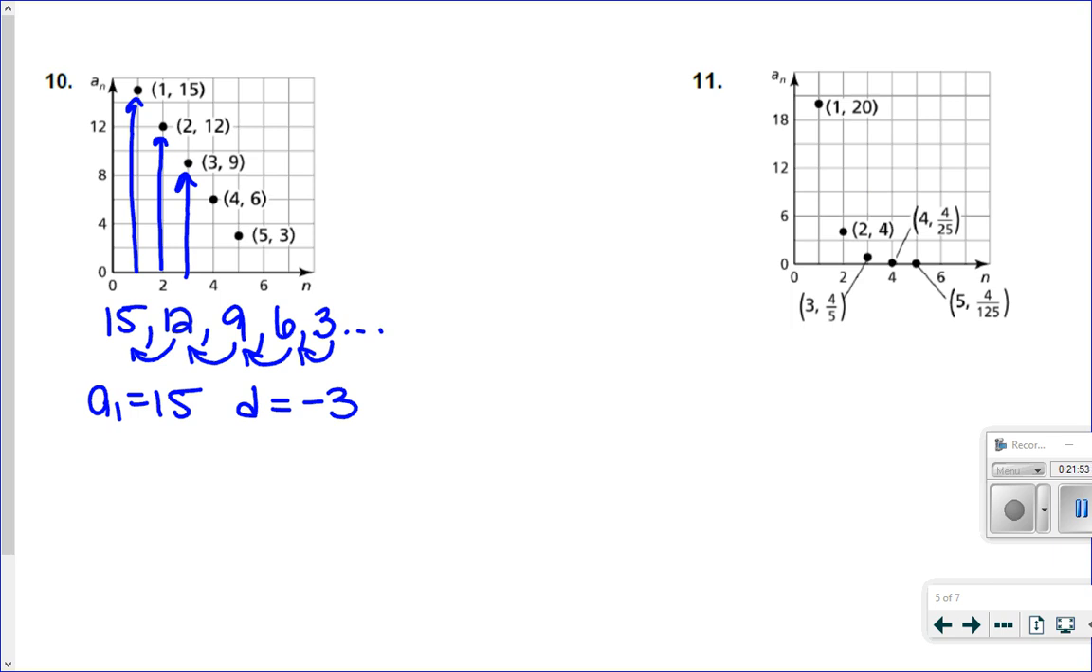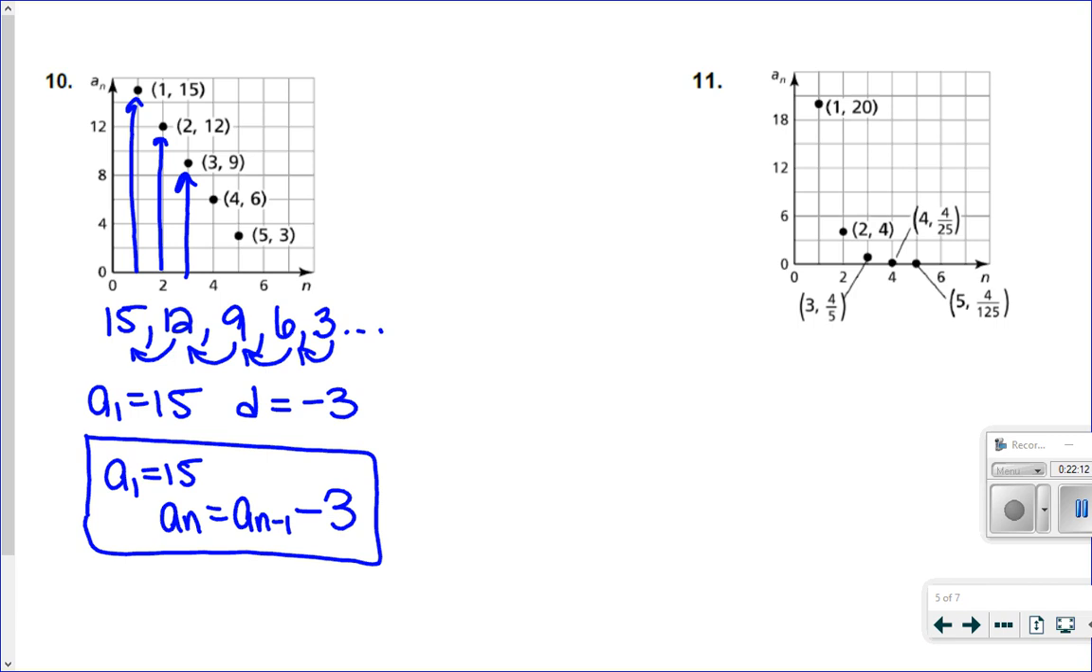And once I know that, I can write my recursive. I can say, okay, we started the sequence at 15, and every new term in the sequence is simply the term right before plus a negative 3, or you could even just write minus 3. That's how I'm going to roll. I don't like those double signs, but both of them are technically correct.